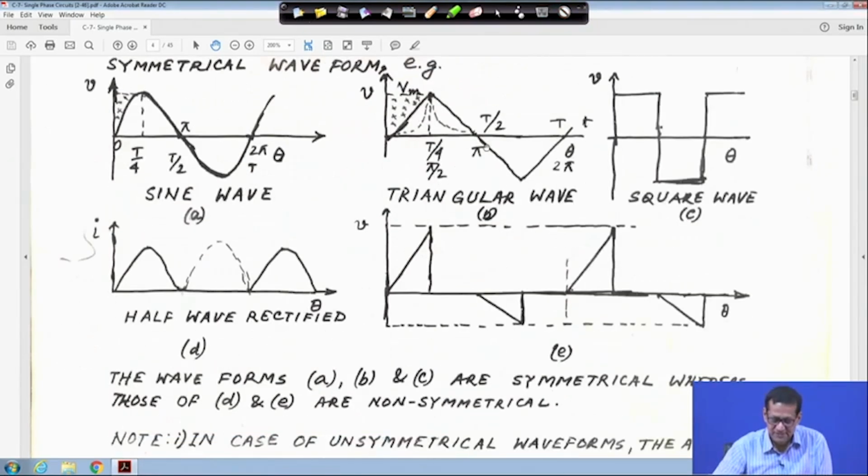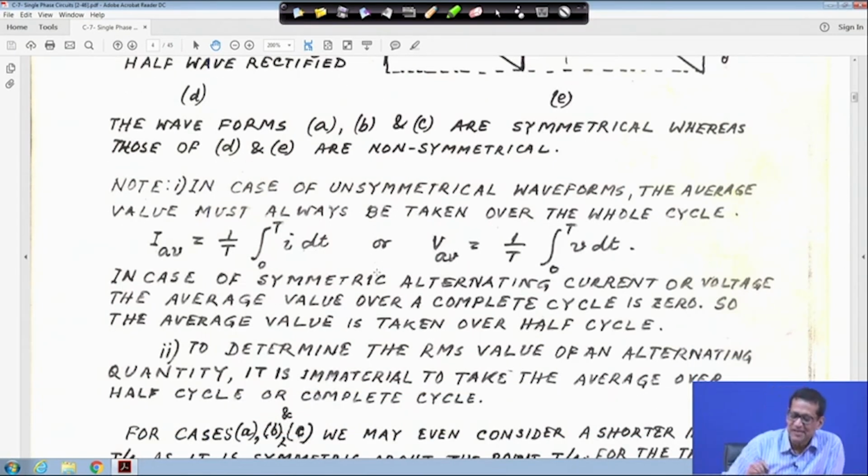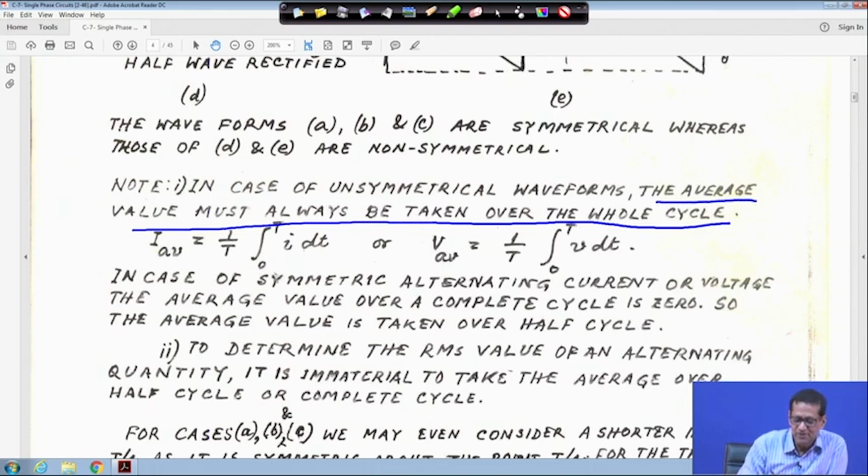So next, in the case of an unsymmetrical waveform, the average value must always be taken over the whole cycle. I told you that the average value must be taken over the whole cycle. So I average should be 1 upon T, integral from 0 to T of i dt. Similarly for voltage, V average you have to consider for the whole cycle. So 1 upon T, integral from 0 to T of v dt, right?